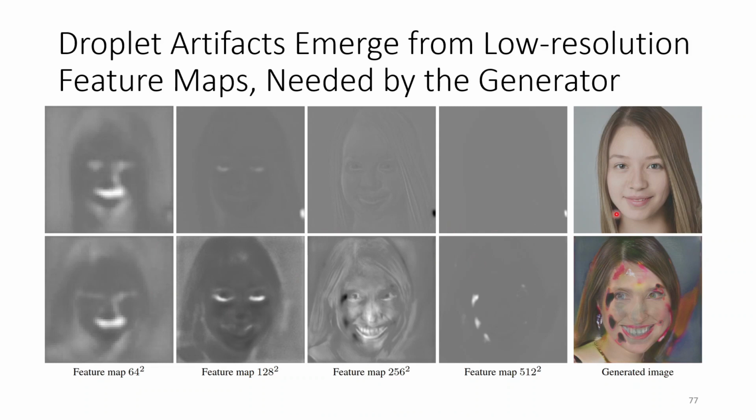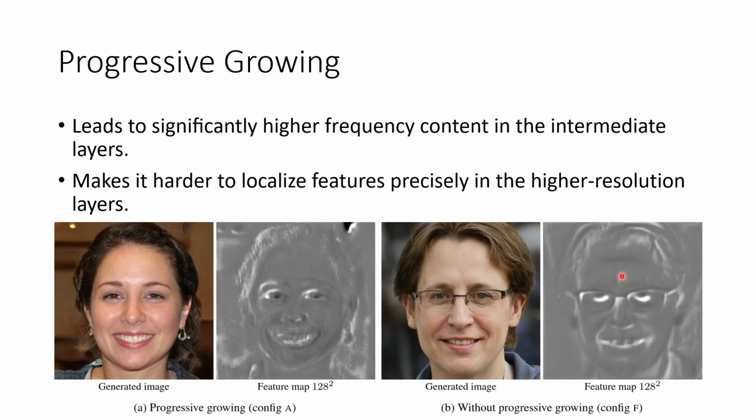Some failure cases. For example, this is a droplet artifact. Here you see the hair is not a straight line; there are some curves. And this is another one. There are droplets and the generated result looks totally failed. So they checked the research, and they found that if they use progressive growing, they cannot avoid the problem.